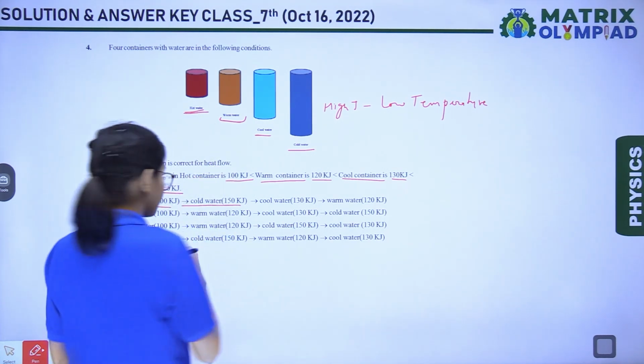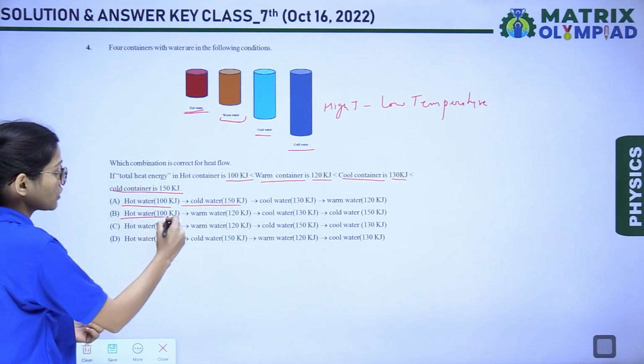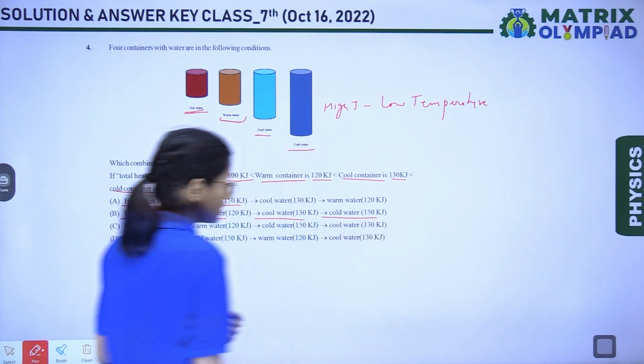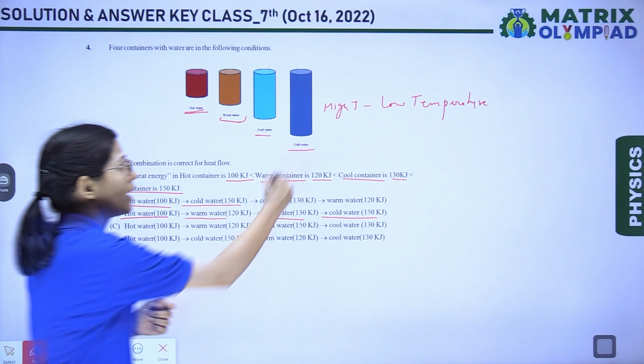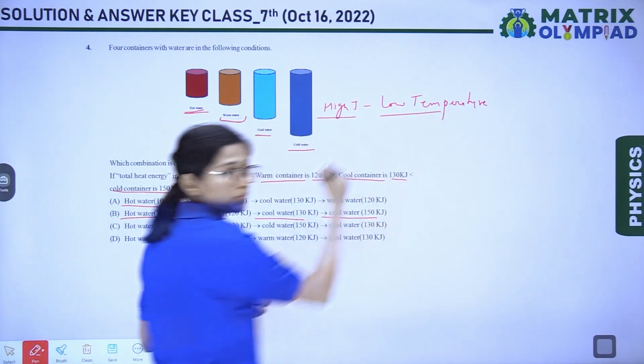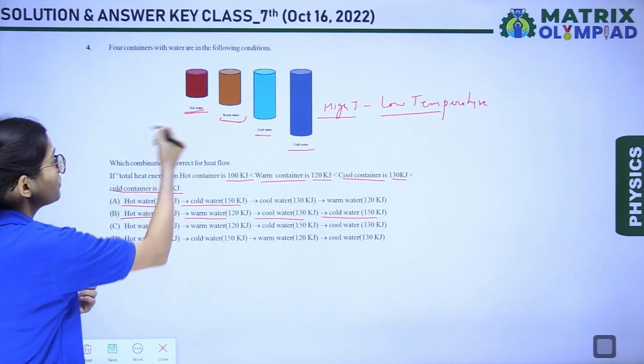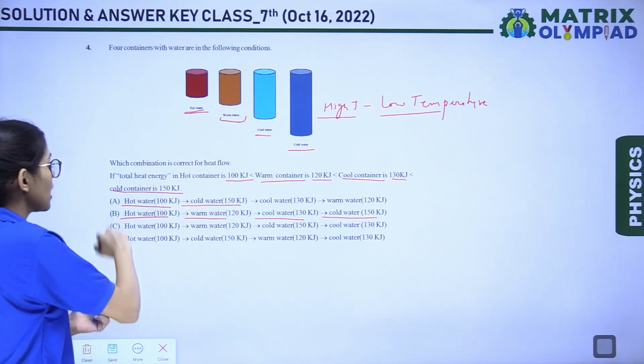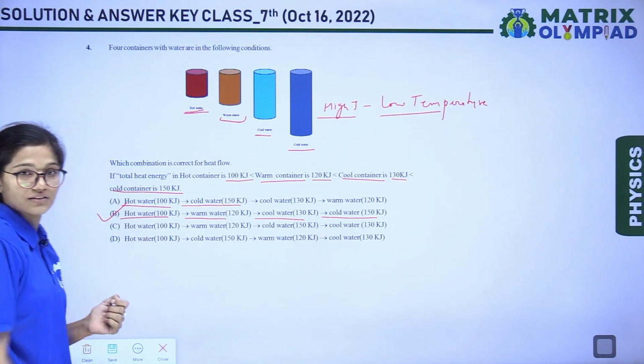And in option B, that is hot water, warm water, cool water, and then cold water. Yes, heat energy is transferred from higher temperature to low temperature. So it will be transferred from hot, then warm, then cool, then cold. So for this question, our B option will be the correct answer.